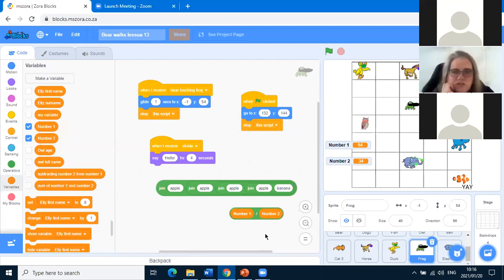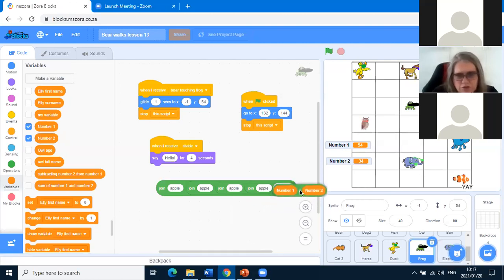Now Bear could have said, let's divide number 2 by number 1. But I'm going to make Bear say that he wants to divide number 2 into number 1. Slight difference. Number 1 divided by number 2 is the same as saying, let's divide number 2 into number 1. Let's see how many times number 2 can go into number 1. Anyway, so that is going to be the result over there.